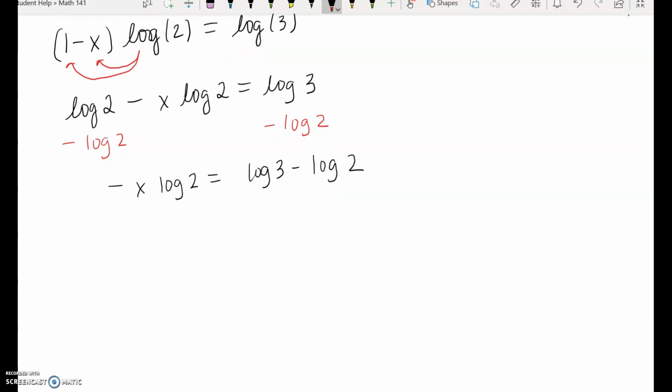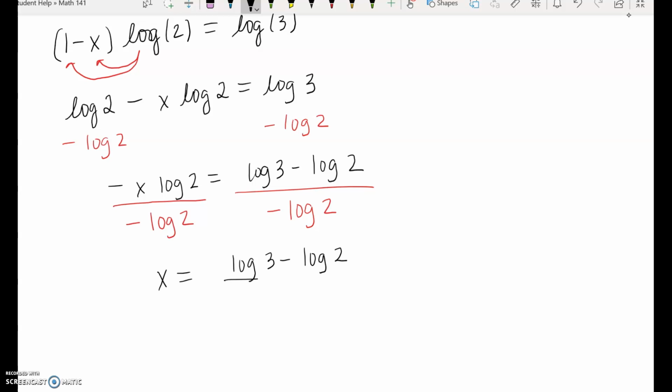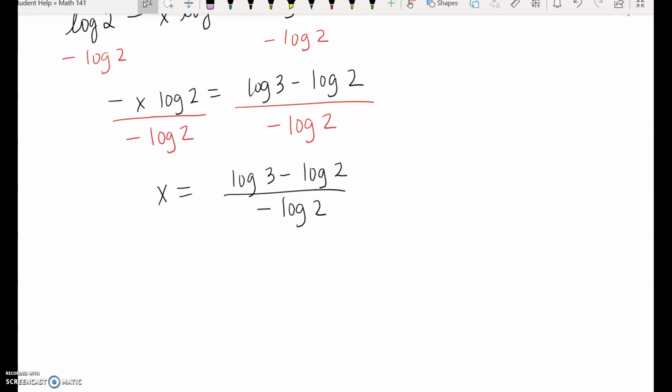And then I'm going to divide both sides by negative log 2, so I can get rid of that negative sign at the same time as I get rid of the log 2, so I can have x by itself. If I plug this into a calculator, I can get that x is approximately negative 0.584,963. On your exam, I'll have you round to either 5 or 6 decimal places. So this will be our answer for this first problem.